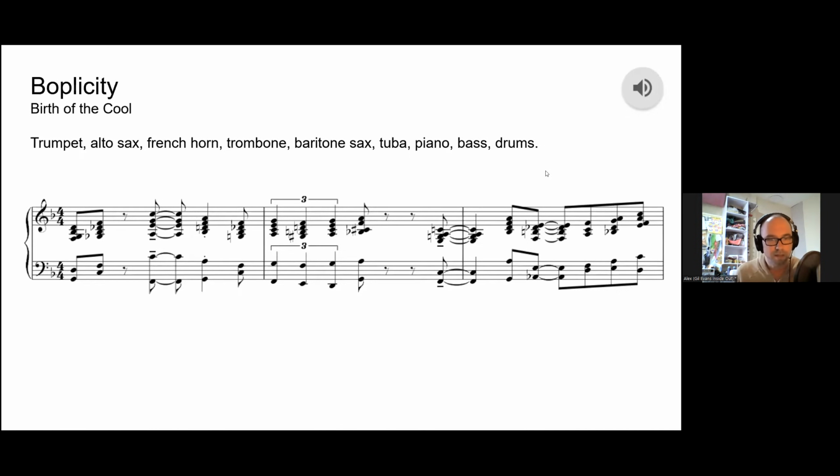And the other thing that I noticed, which is what I'm mostly going to talk about today, is this part here at the bottom. And that was the tuba part in this arrangement. And I just noticed how active and melodic it is. In case you didn't know, Birth of the Cool uses the instrumentation of trumpet, alto sax, French horn, trombone, baritone sax, tuba, and piano, bass, and drums. So the tuba's on the bottom in this example.